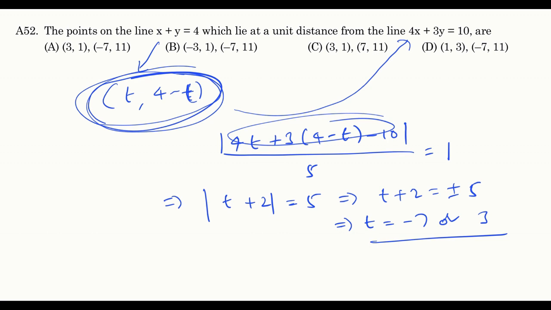Now using this in this point, I'll have the points as minus 7 comma 11, or taking t equal to 3, I'll have it as 3 comma 1. And so option A is the answer.